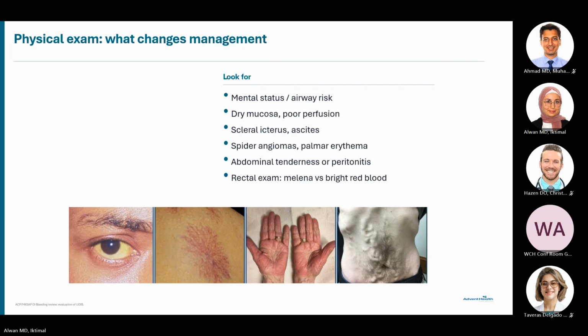CBC, right, type and cross, CMP, which includes the liver function test. Anything else? Coagulation panel, lactic acid, right? Okay. Who can tell me what are the liver function tests?